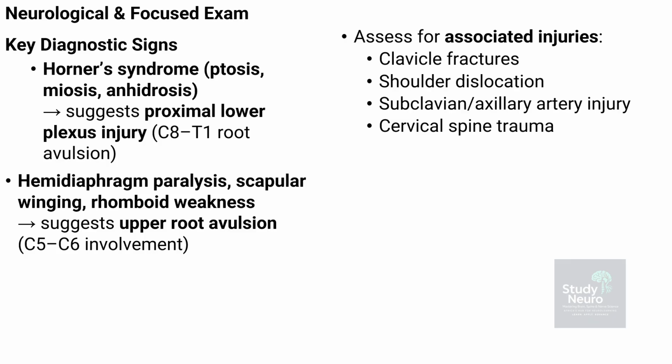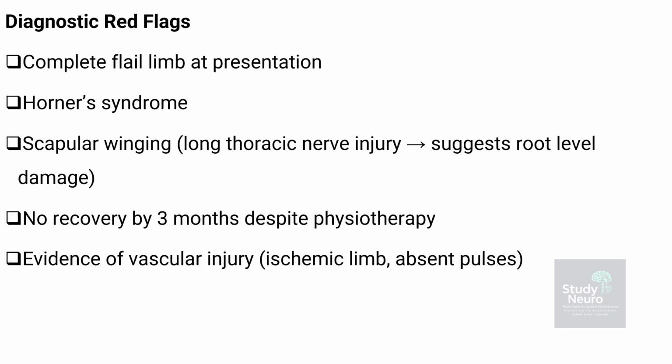It's also important to look for related injuries that may accompany a brachial plexus lesion, like a broken collarbone, a dislocated shoulder, artery damage, or a neck fracture. These clues help guide both diagnosis and treatment.